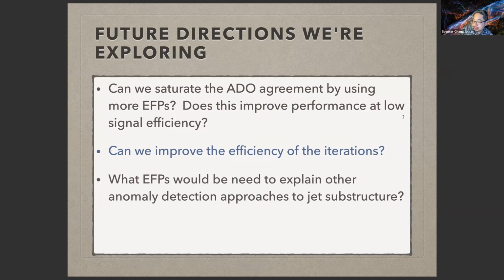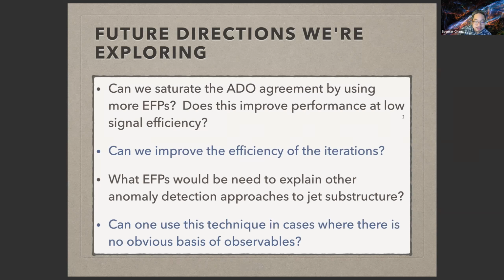We would like to also apply this to other anomaly detection approaches to jet substructure. I think it would be very interesting to see, will we find other energy flow polynomials that are interesting in terms of explaining the background ordering? Would that lead to potentially better anomaly detectors for jet substructure by combining things?